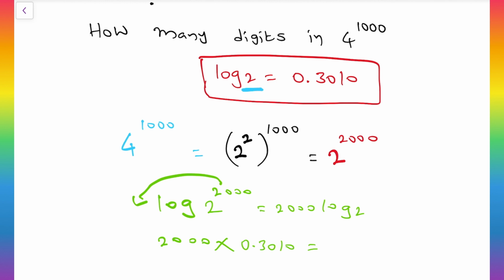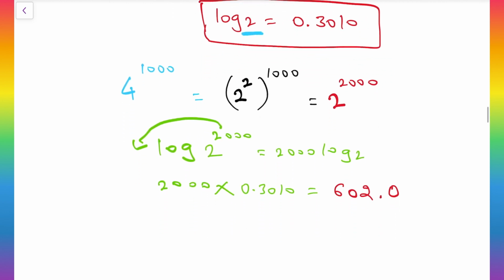2 1s are 2, 2 0 2, 602. 602, 4 zeros. 4 zeros means after the decimal 4 digits are there, so only 602 will come. Now this 602 also can be written as 602.0, right? Why I am writing this .0, I will say now. 2000, if you multiply with 0.3010, we get the answer as 602. This 602 I am writing as 602.0.